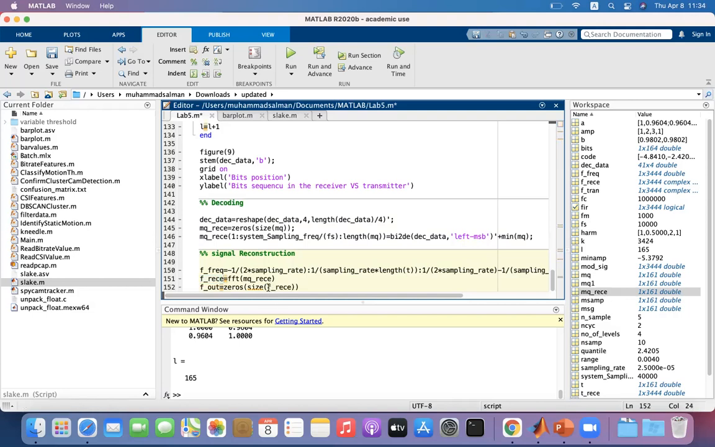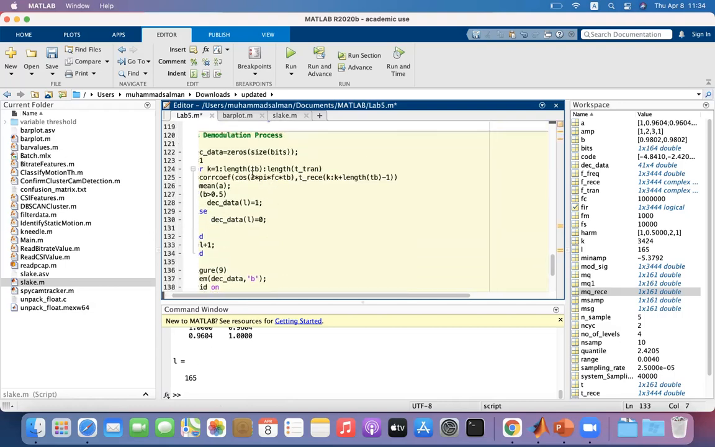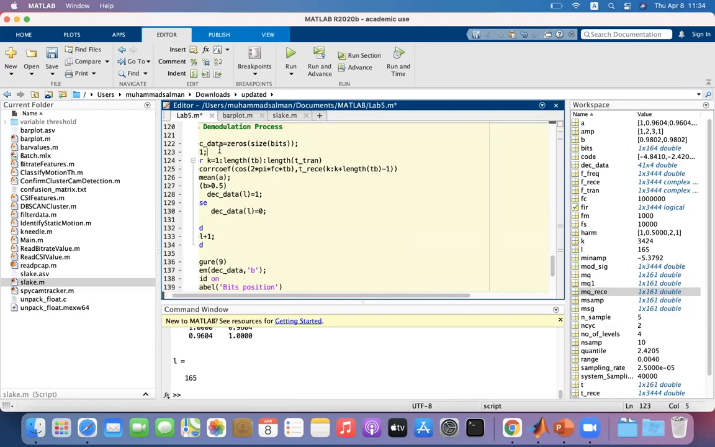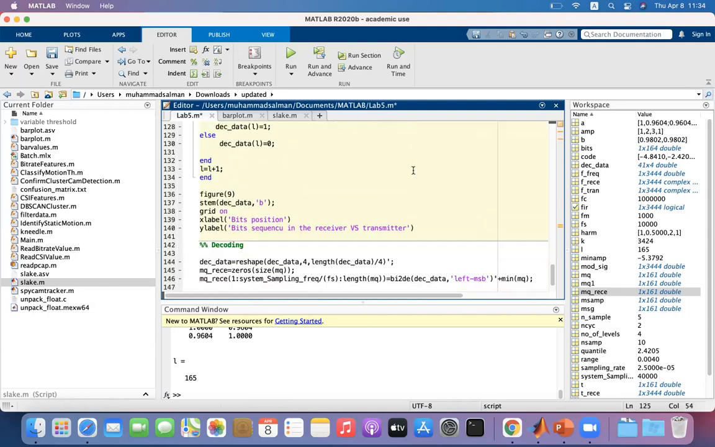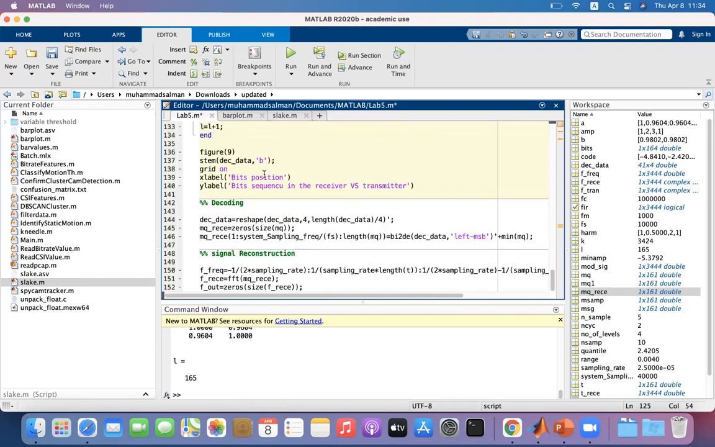I may need this variable later, so let me also add a semicolon, so that I do not see it here. And you also add the semicolon here, because every time I'm seeing this output here. So again, also semicolon here and semicolon there. So it's important if you want to make your simulation faster. So this is figure 9, so I should plot it in figure number 10.